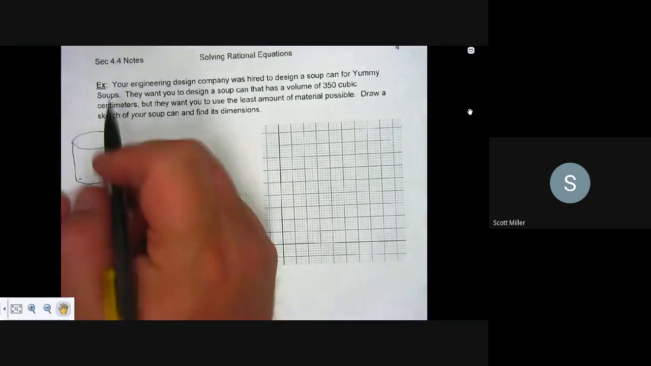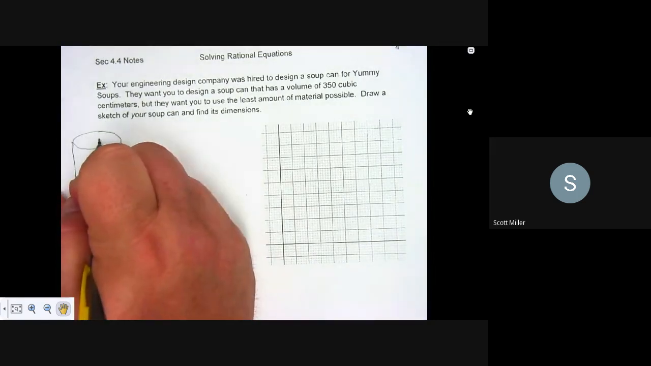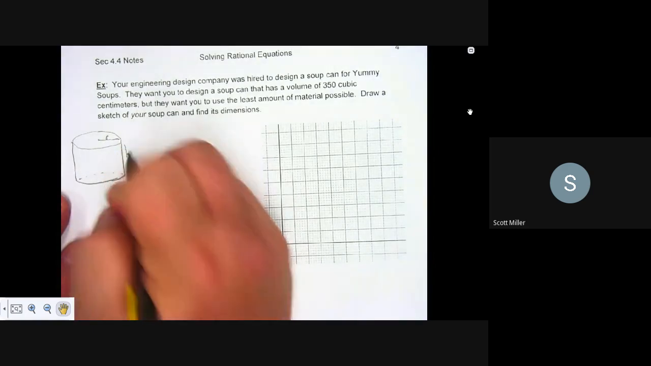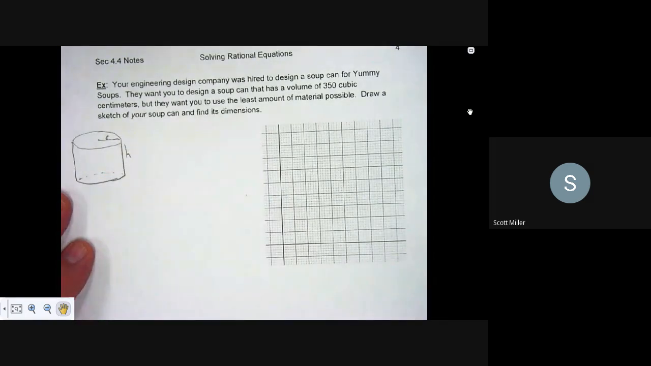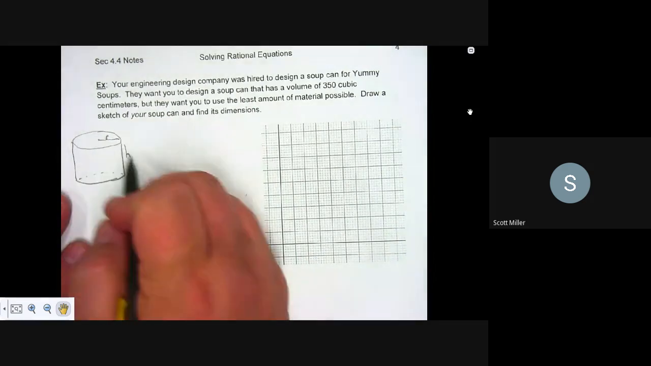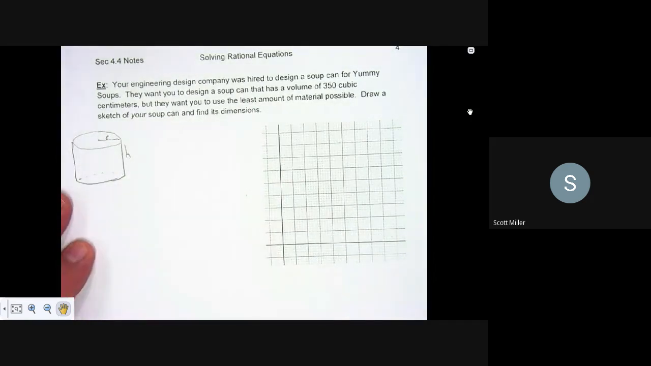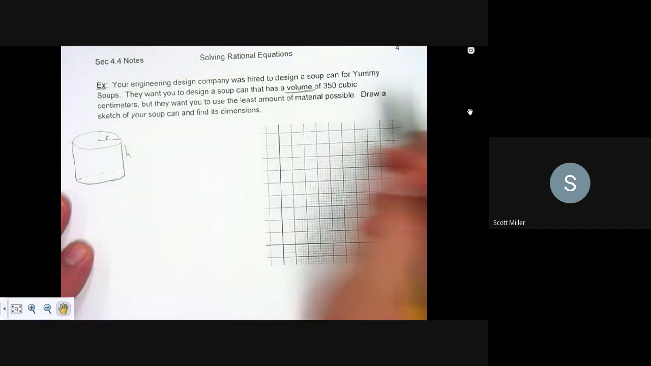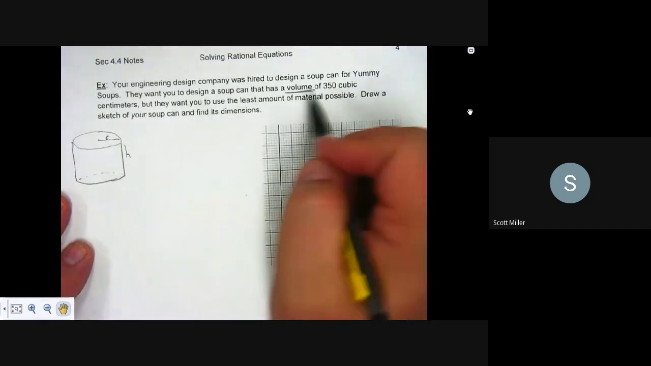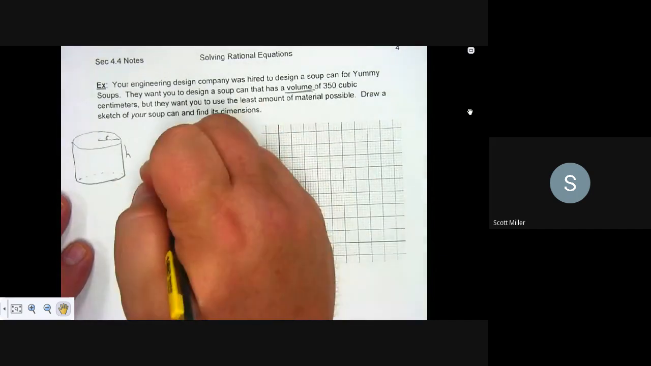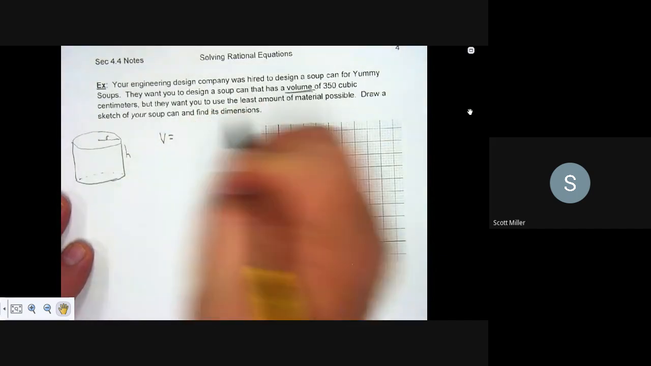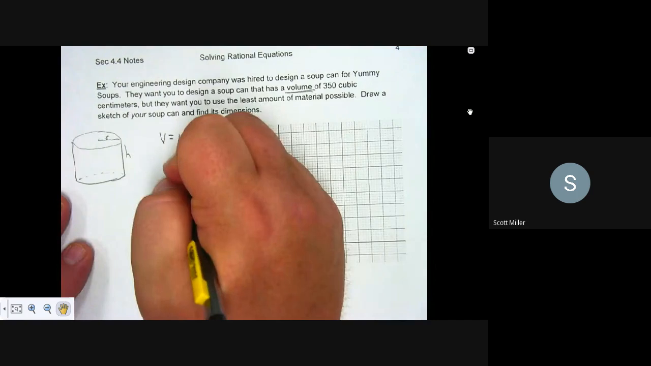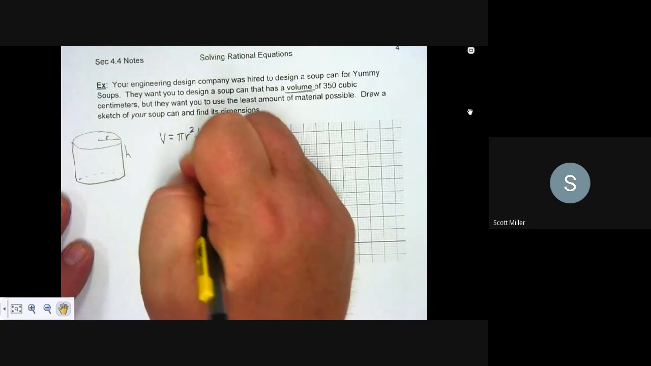Okay, the important parts of a soup can or a cylinder is I need to know the radius and I need to know the height of this thing. So there's a picture of my soup can. The dimensions are these two values right here, R and H. Look for the clue words. Volume is pretty obvious. So we want to be able to find the volume of a cylinder. So you should know the volume of a cylinder. Okay, it's the area of the base times the height.